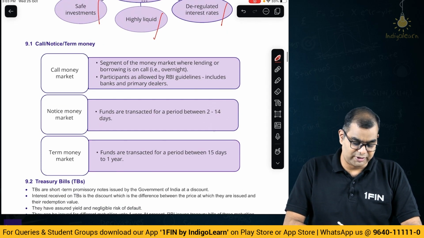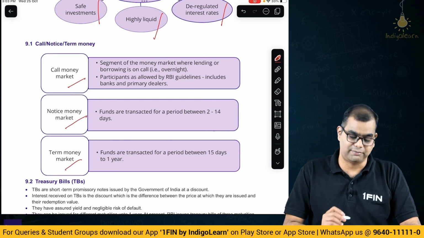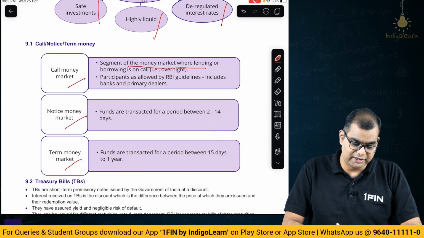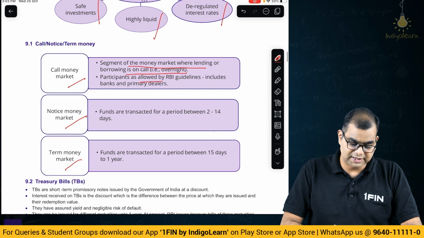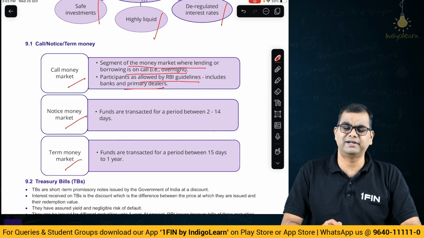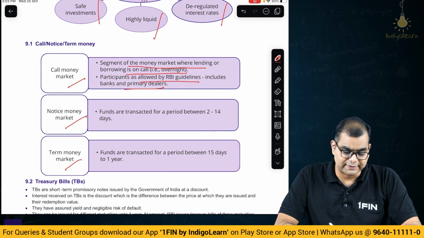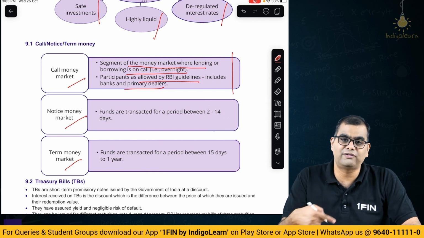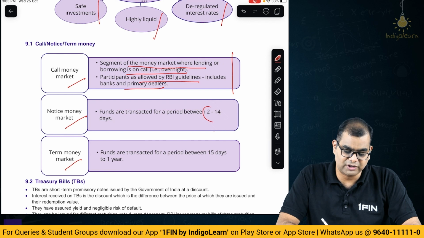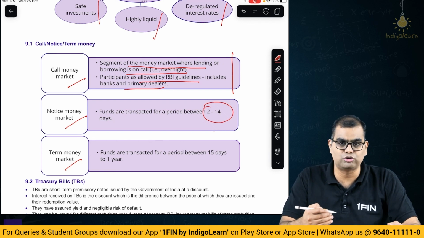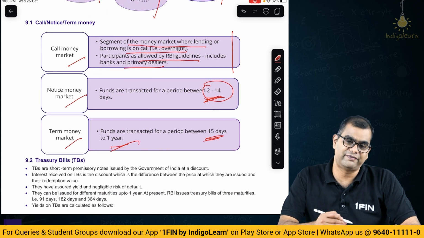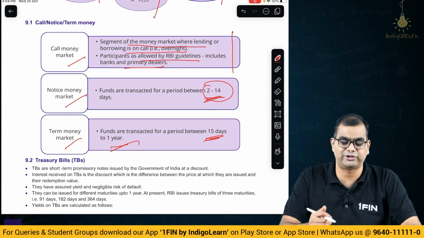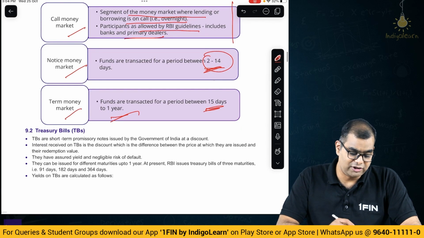There are three kinds of instruments specifically with respect to the interbank market. One is call money, second is notice money, and third is term money. Call money is the segment of the money market where lending or borrowing is overnight, on call, that you call and say, I want my money back. Participants, as allowed by RBI guidelines, include banks and primary dealers, largely banks only. Call money has to be renewed every day, whereas for notice money the tenure of the loan between two banks or two financial institutions is 2 to 14 days. Term money is between 15 days and 1 year. So you have three different types of markets based on the tenure of the loan that you take between two financial institutions.